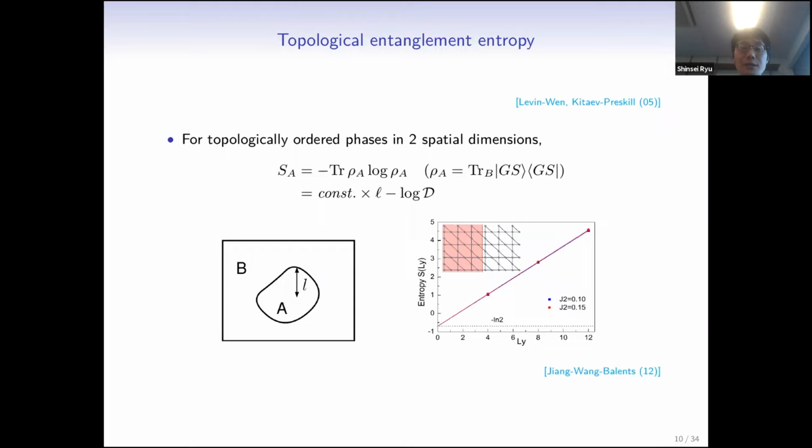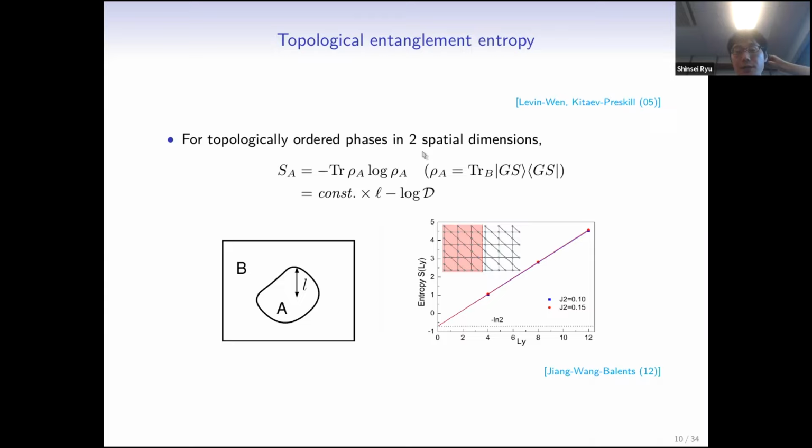So let me first discuss topological entanglement entropy. Once again, we consider topologically ordered phases, let's say in two spatial dimensions. I bipartition my total system into two parts, A and B, and I consider once again the ground state. From the ground state, with this bipartitioning, we get the reduced density matrix associated to this region A. Then we compute the entanglement entropy S_A, which is defined by this.